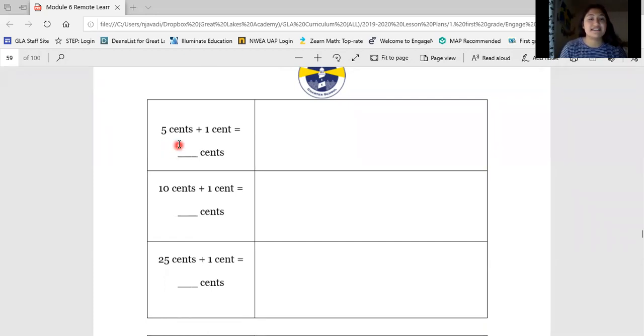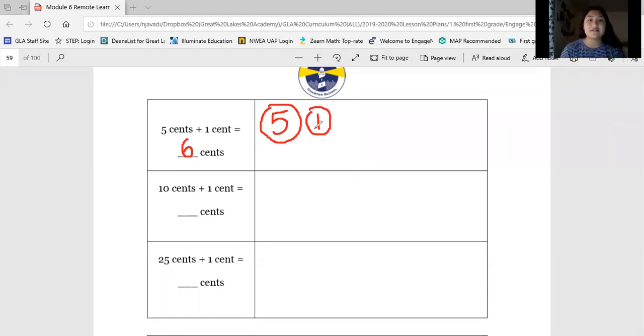Let's look at the first one together. It says 5 cents plus 1 cent equals, 5 plus 1 is equal to 6 cents. Now, let's draw some coins that show this number sentence. I know that a nickel is worth 5 cents, so I'm going to draw 1 nickel. And a penny is worth 1 cent, so I'm going to draw 1 penny. And that's how we can show 6 cents.